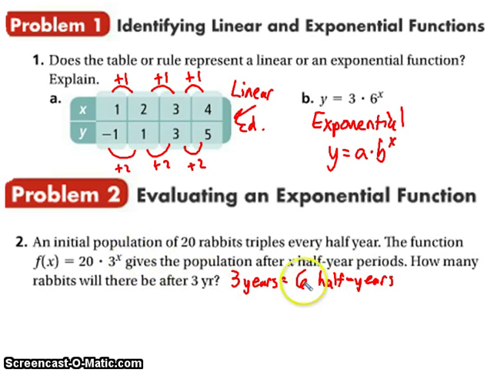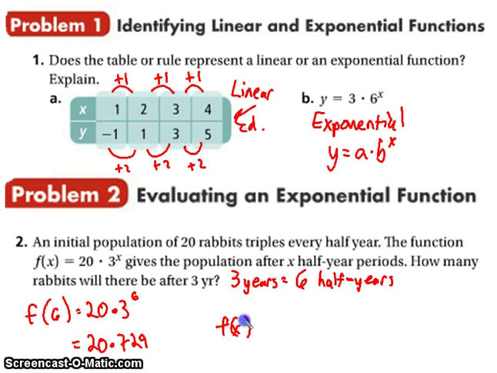So we're going to take 6 and plug it in for x. f of 6 is equal to 20 times 3 to the power of 6. 3 to the power of 6 is 729. So f of 6 is equal to 14,580 rabbits. So 14,580 rabbits will be the population after 3 years, and we started out with 20.